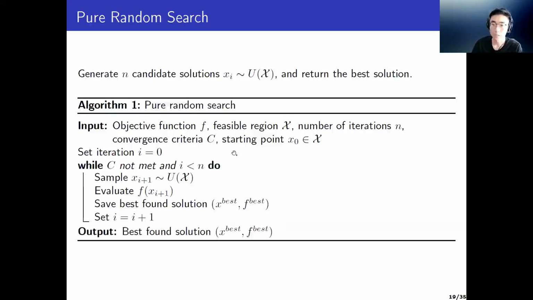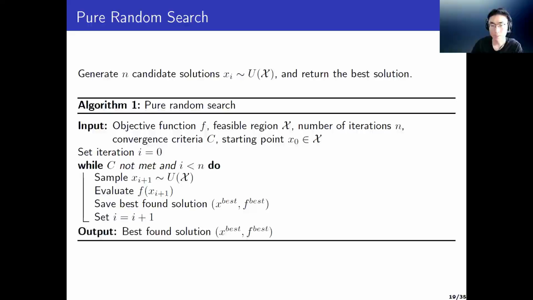For each iteration, we sample a new candidate point from the uniform distribution over the feasible region and evaluate the objective function at that point. And we save the best found solution. And this whole procedure repeats iteratively.